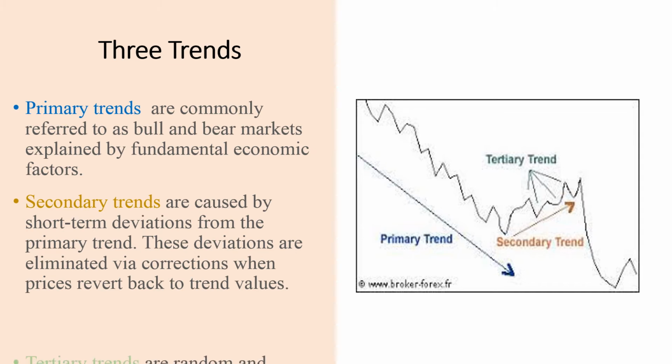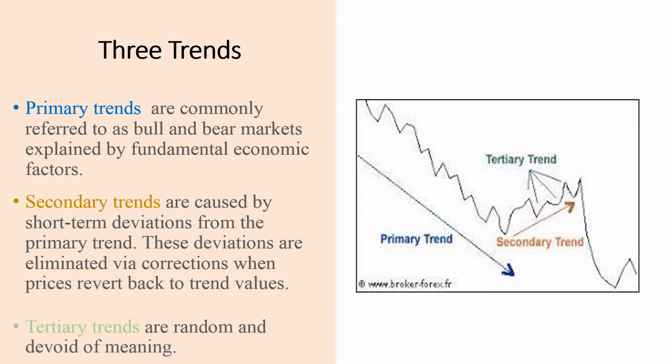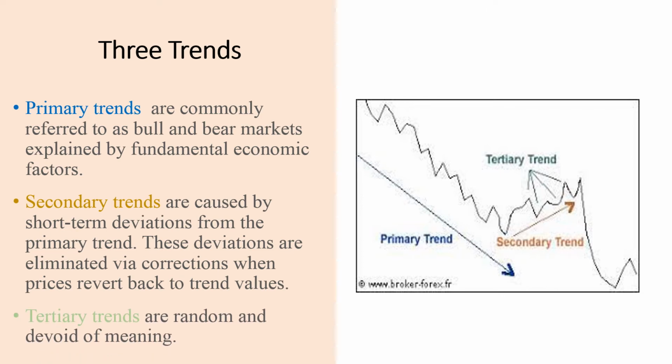Minor trends are the short-run or day-to-day trends. They are random, they are devoid of meaning. They are generally considered to be of little importance, although their movement could provide signals for changes in intermediate trends.